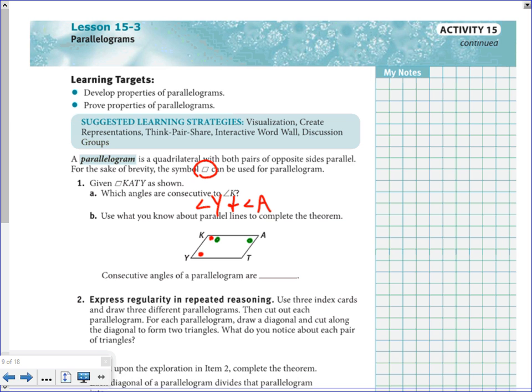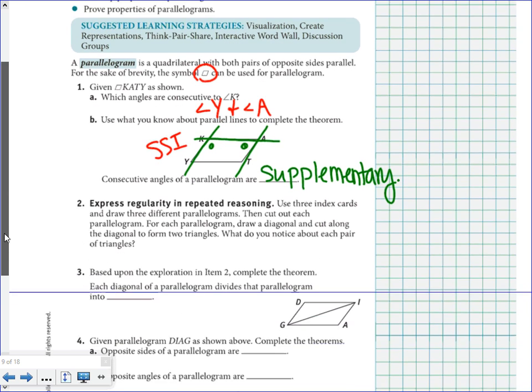Then, using information about parallel lines, they want us to complete a theorem. Consecutive angles of a parallelogram are what? So if you look, these lines are parallel. This angle and this angle are same side interior angles, and those are supplementary. Likewise, angle K and A are same side interior angles, and so they are also supplementary. So for all parallelograms, your consecutive angles are supplementary.